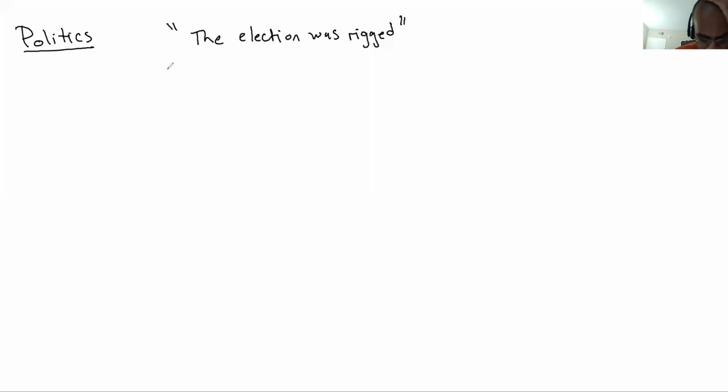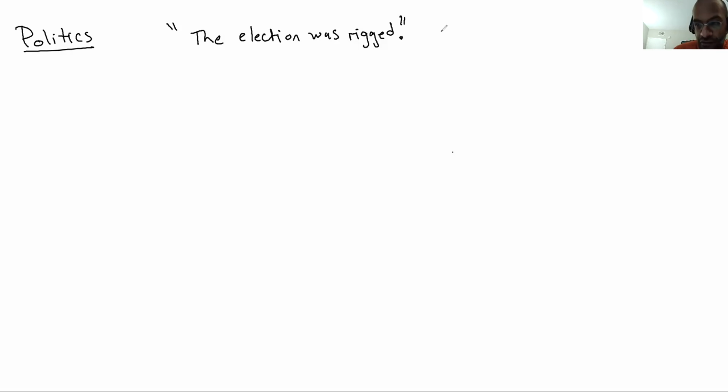So let's compare statements in politics, physics, and math. Here's an example of a statement in politics: the election was rigged. That's a very interesting statement, and it's obviously very important. But now, how do you tell if such a statement is true, and how do you convince another person that such a statement is true?